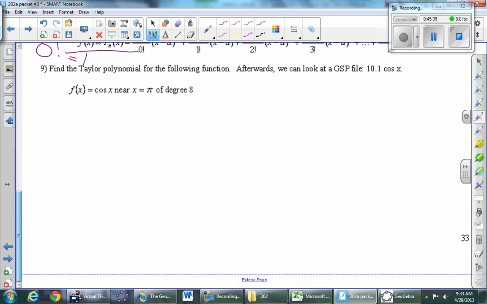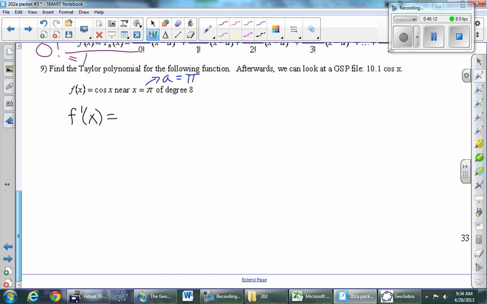Let's do this. f of x is cosine of x near x equals pi, of degree 8. Lots of funny stuff happening here, but let's see if we can do the calculation. First of all, when we say near x equals pi, we are telling you that the value of a is pi. Whenever you see the word near, that's the a. In order to do our calculations here, we're going to need to find a lot of derivatives. We need to get up to degree 8, so we have to find 8 derivatives here.